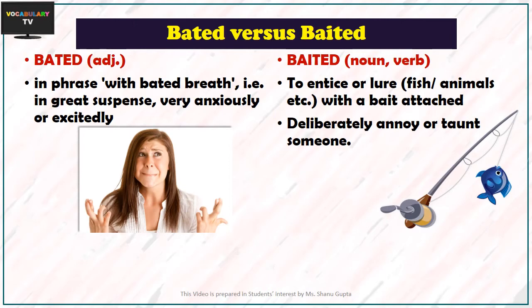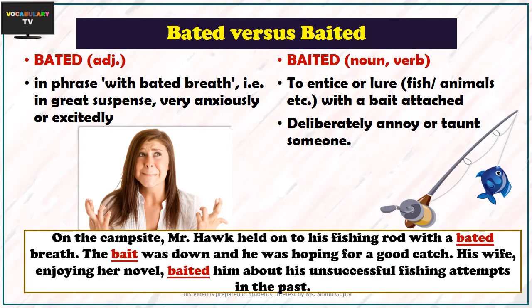A sentence highlighting the two words and the various shades in their meaning is: On the campsite, Mr. Hawk held on to his fishing rod with bated breath. The bait was down and he was hoping for a good catch. Meanwhile, his wife, who was enjoying her novel, baited, that is annoyed or taunted, him about his unsuccessful fishing attempts in the past.